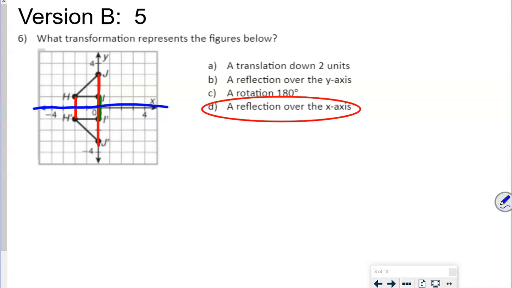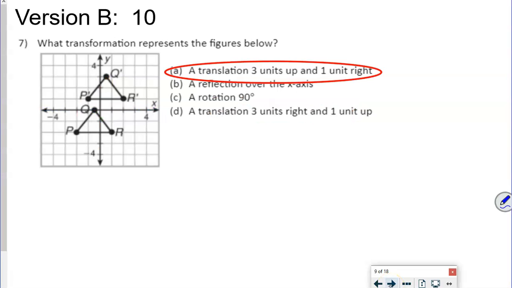So we already knew that it wasn't a translation, right? It wasn't a rotation. But what did we reflect over? We reflected over the x-axis, not the y-axis, right? Okay, here we go. All right, so number 7 on version A, number 10 on version B.